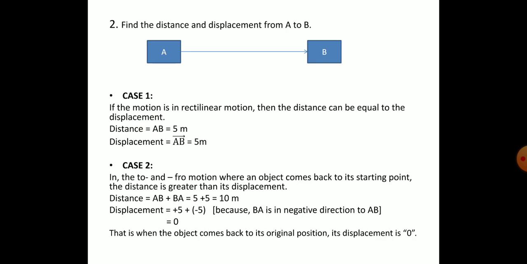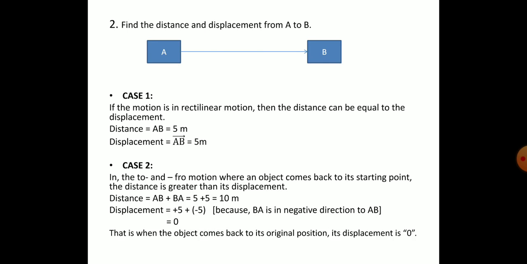Now for the displacement, it is AB plus BA, but BA here is negative because we are retracing the path, that is we are going and coming back in the opposite direction. If you go in AB and you are returning in the opposite direction, that is BA, so you insert the negative sign. So this is plus 5 plus minus 5, which is equal to 0.